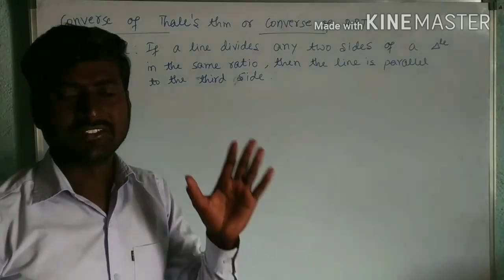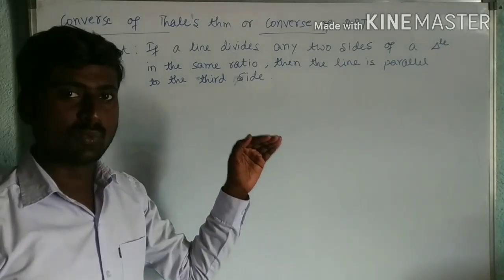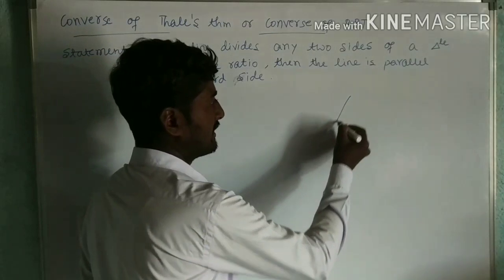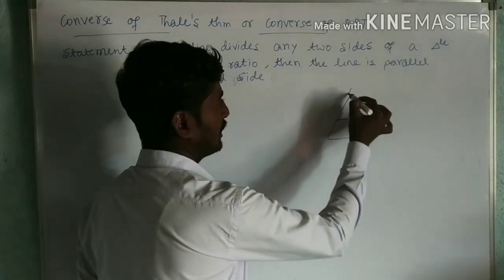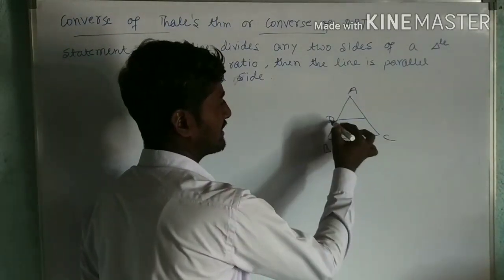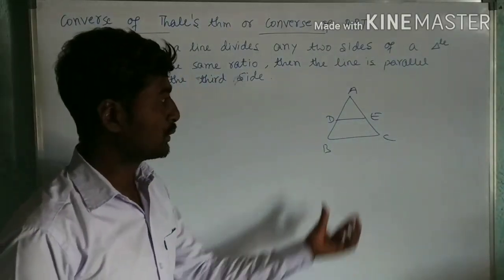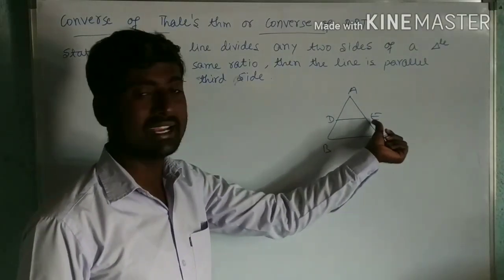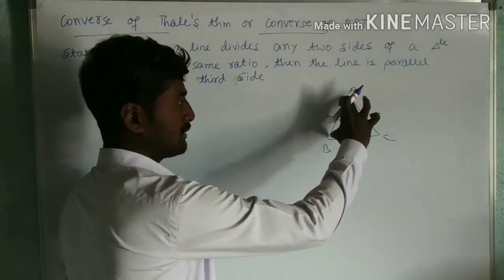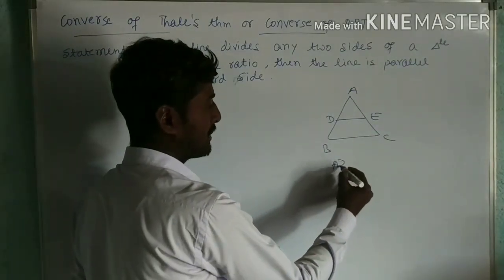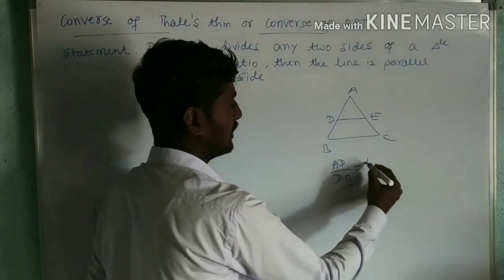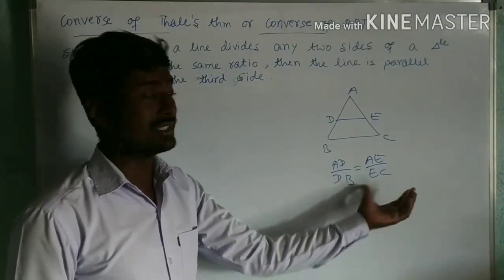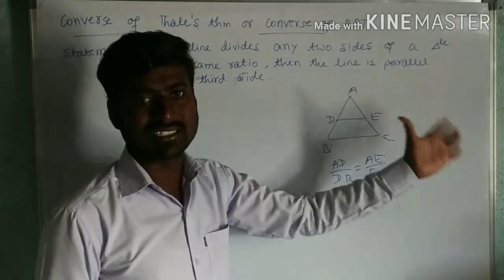What is that? If a line is drawn parallel to one side of a triangle to intersect the other two sides, so if DE is drawn parallel to the side BC to intersect the other two sides AB and AC at distinct points D and E, then these other two sides are divided in the same ratio. It means AD divided by DB is equal to AE divided by EC. This is BPT or Thales theorem.